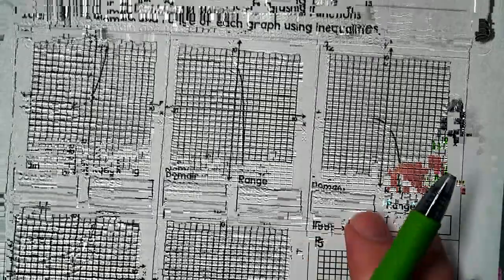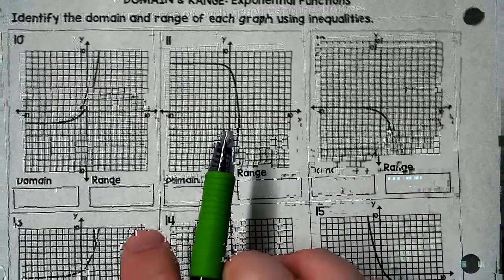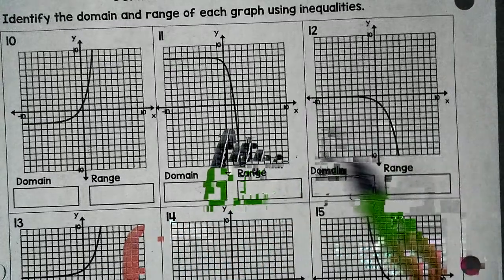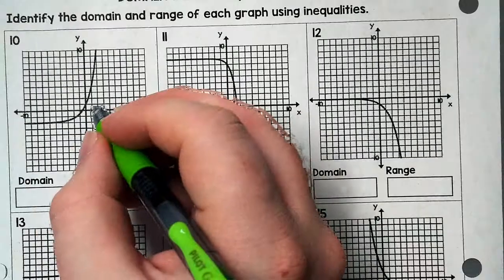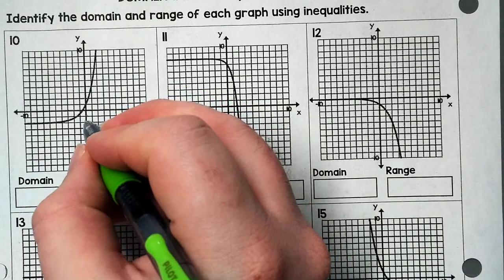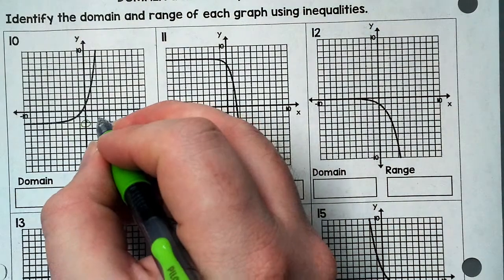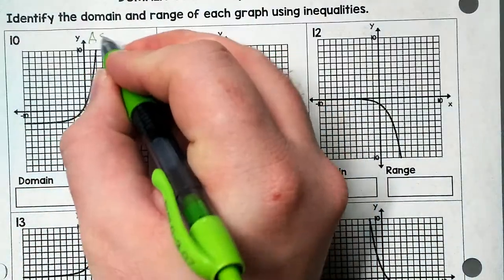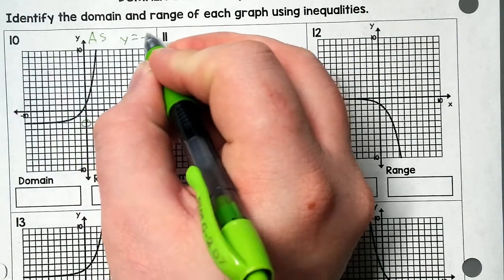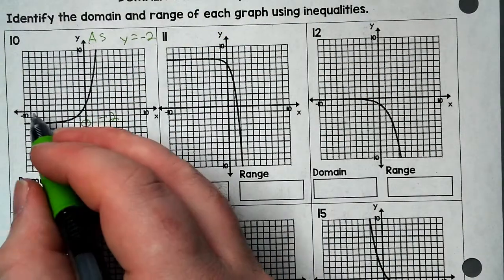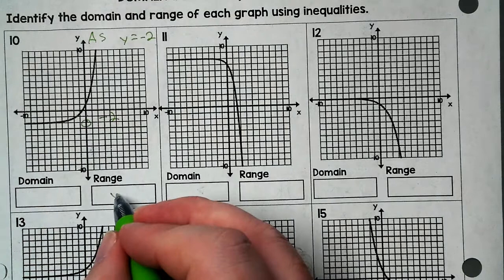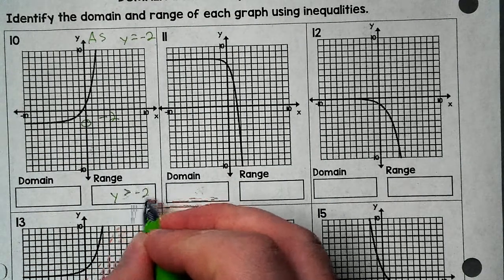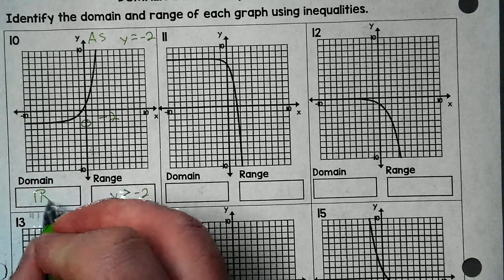All right, now on the back of this page, we've got a few more. So, I'm going to do these ones that fold down. We'll do number 10 just as a refresher. So it goes to right there, which would be at -2. So our asymptote is at y equals -2. Our range, they're all above -2, so its y's are greater than -2. Domain is always all real numbers.